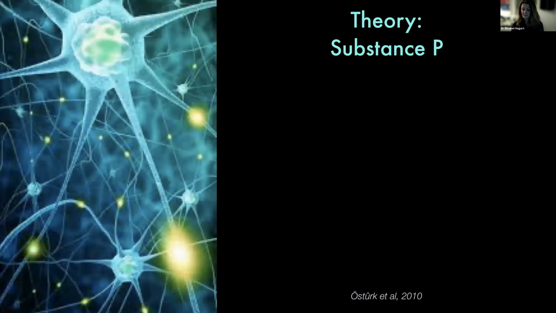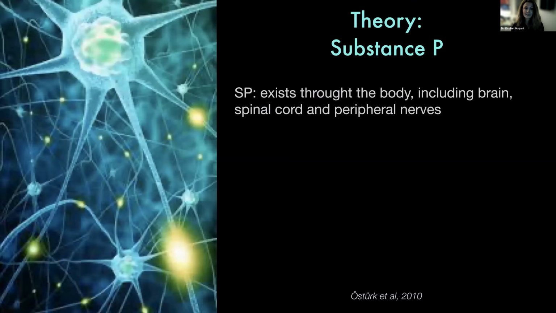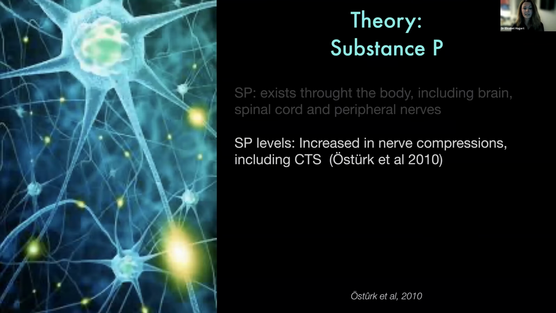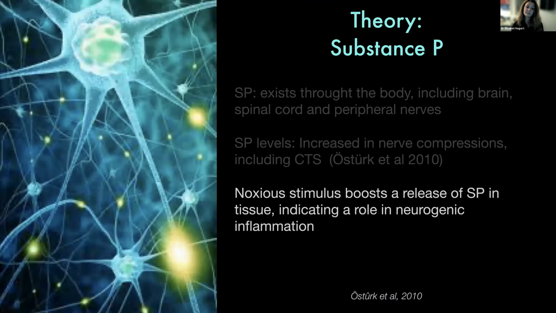The second theory is the theory of substance P. Substance P is something that exists throughout the body, including the brain, the spinal cord, and the peripheral nerves. It is found that substance P levels may be increased in nerve compressions, including in carpal tunnel syndromes. And what is known is that if you provoke a nerve or provide a noxious stimulus where a nerve is compressed, you will have a boost in the release of substance P, which indicates that this plays a role in neurogenic inflammation.